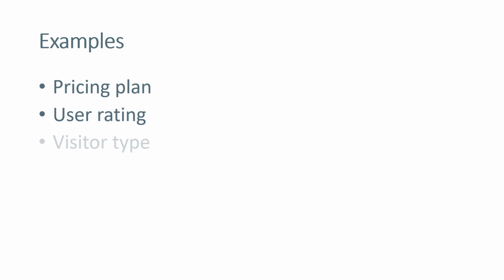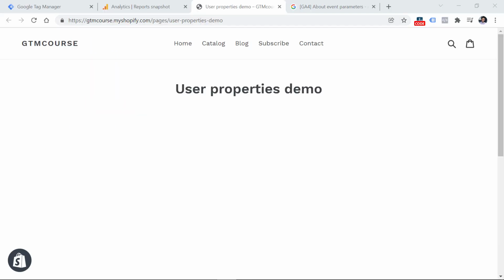Then another example could be visitor type. For example, if an administrator logs into his or her account, you can send that information to Google Analytics that this visitor is an administrator. And that way, later in your analysis, you could, for example, exclude this with segments. Now let's take a look at how we can send this data to Google Analytics, and later in this video, I will explain what the implications of user properties are and how they are applied to the events that you send to GA4.